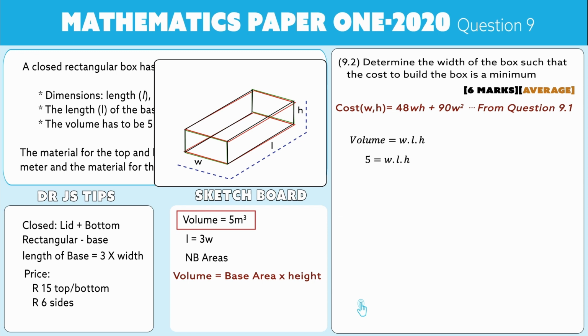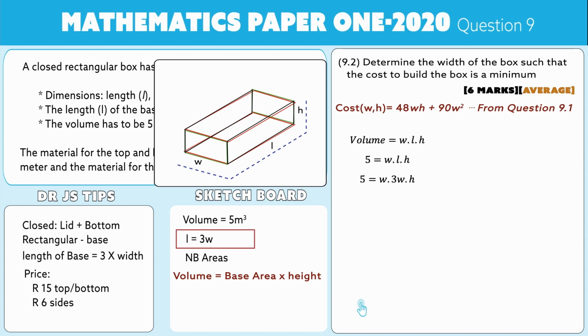What else do we know? We know L is 3 W's. Now remember, we got rid of our L's here. So we can say that W multiplied by, remember L is 3 W's, multiplied by H is indeed 5. And that will then give us a total volume in terms of W and H.